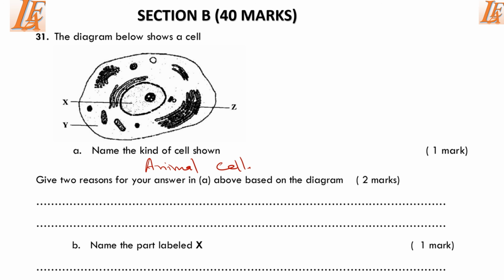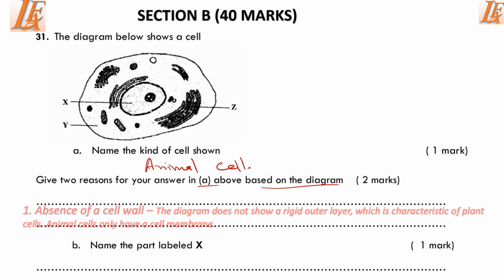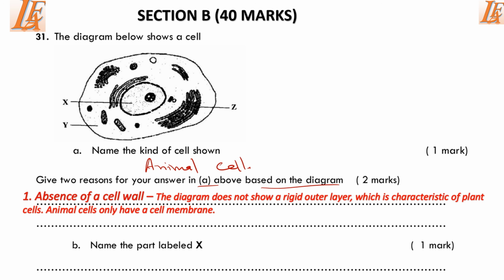Now on the same question, give 2 reasons for your answer in A above, and your answer should be based on the diagram. Now based on this diagram, this is an animal cell because 1 is that there is absence of a cell wall. What you can see on the screen is what we call a cell membrane. So in this case, we don't have the outer rigid layer, which is a cell wall. Therefore, the absence of a cell wall signifies that this one is an animal cell.